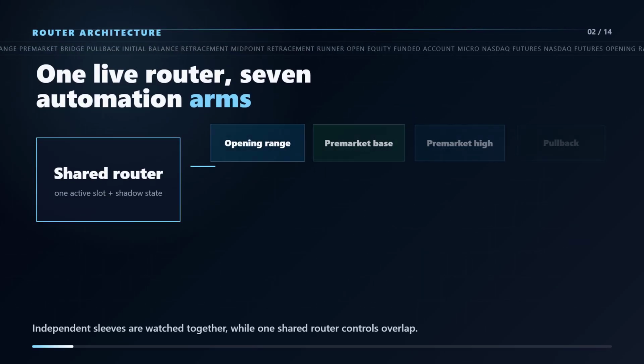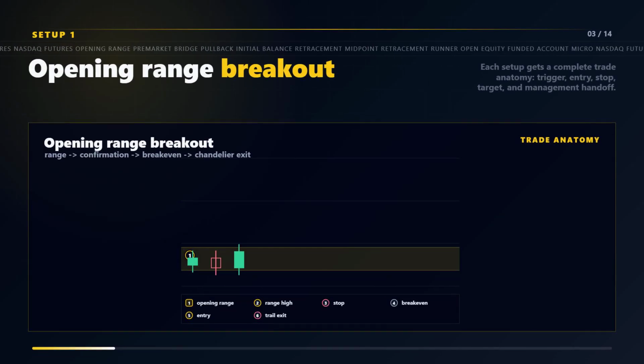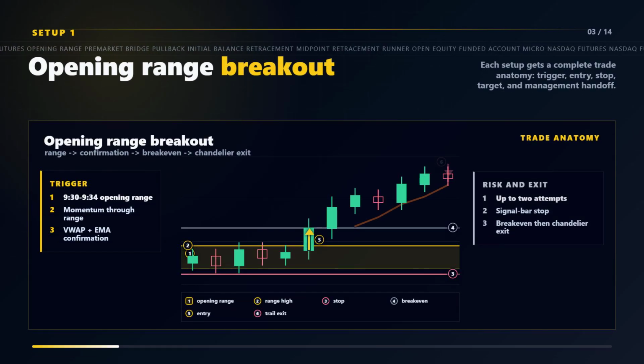The router is one shared brain with 7 automation arms. It watches opening range breakout, pullback, initial balance continuation and fade, pre-market base, pre-market high, retracement midpoint, and retracement runner. Only one sleeve can own the live trade slot, while disabled sleeves still shadow the state so the router does not double fire. Opening range breakout starts with the first 5-minute regular session range.